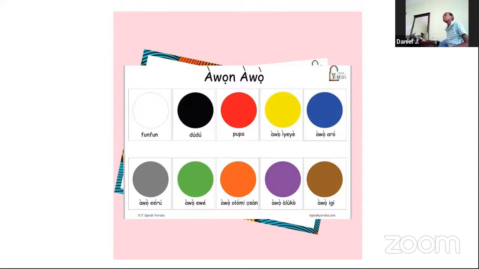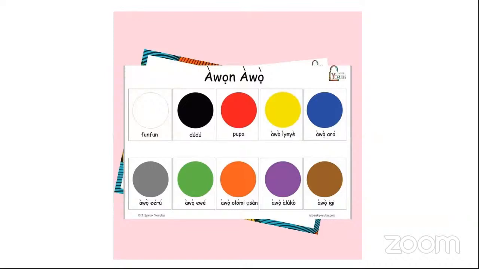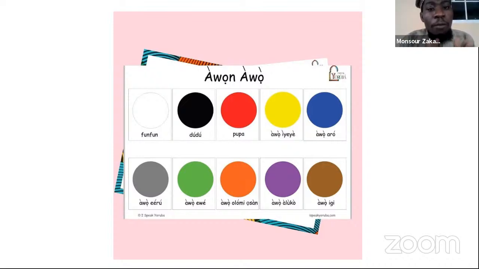All right. So let us do the first 5 again. Funfun is white. White is funfun. Dudu is black. Black is dudu. Pupa is red. Red is pupa. Yellow is iye. Iye is yellow. Arrow is blue. Blue is arrow.